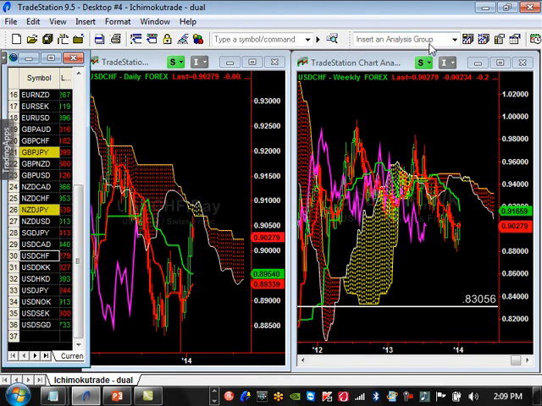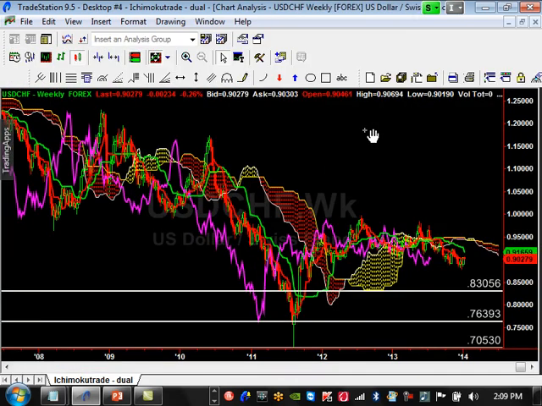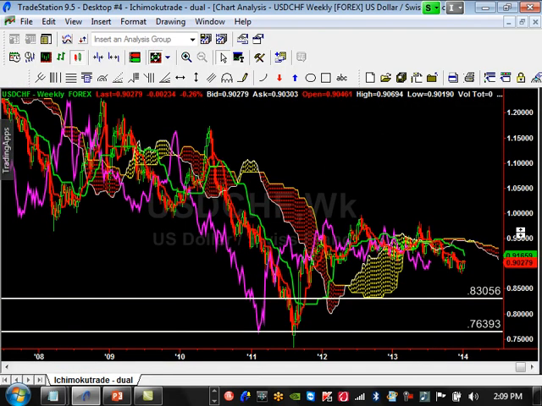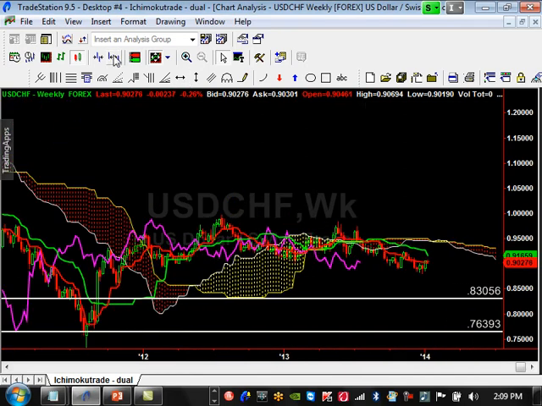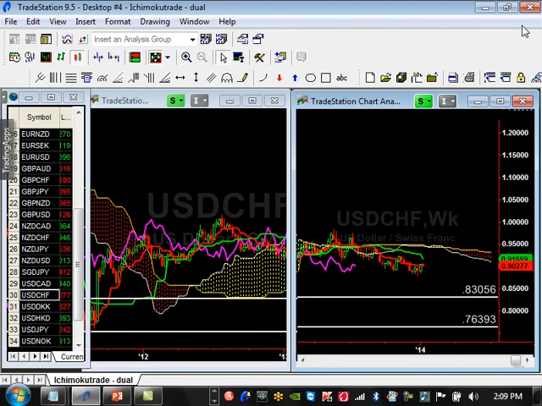US Swissy here, you can see, is bearish. It's slowly starting a bearish trend. This is one slow currency. It just takes its time to kind of fall apart. But this thing was consolidating, broke its consolidation period right here, and is slowly deteriorating, and the support levels on this one are going to be 83.05 and 76.39.